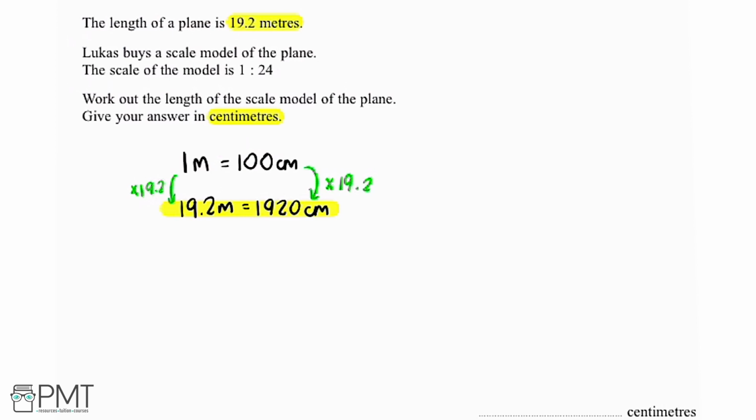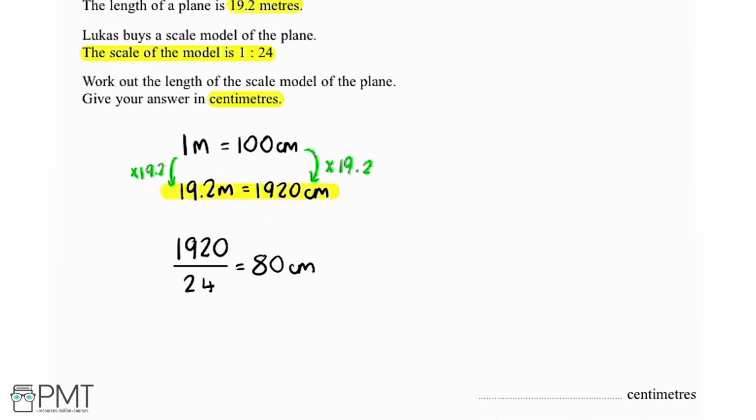Now if we look at this line, the scale model is 1 to 24. So the length of the scale model is 24 times less than the actual length of the plane. So we're going to take our length of the plane, being 1,920. If we divide that by 24, because we know the model is 24 times smaller, that gives us 80. And because we were working in centimetres here, our answer is in centimetres. The length of the scale model of the plane is 80 centimetres.